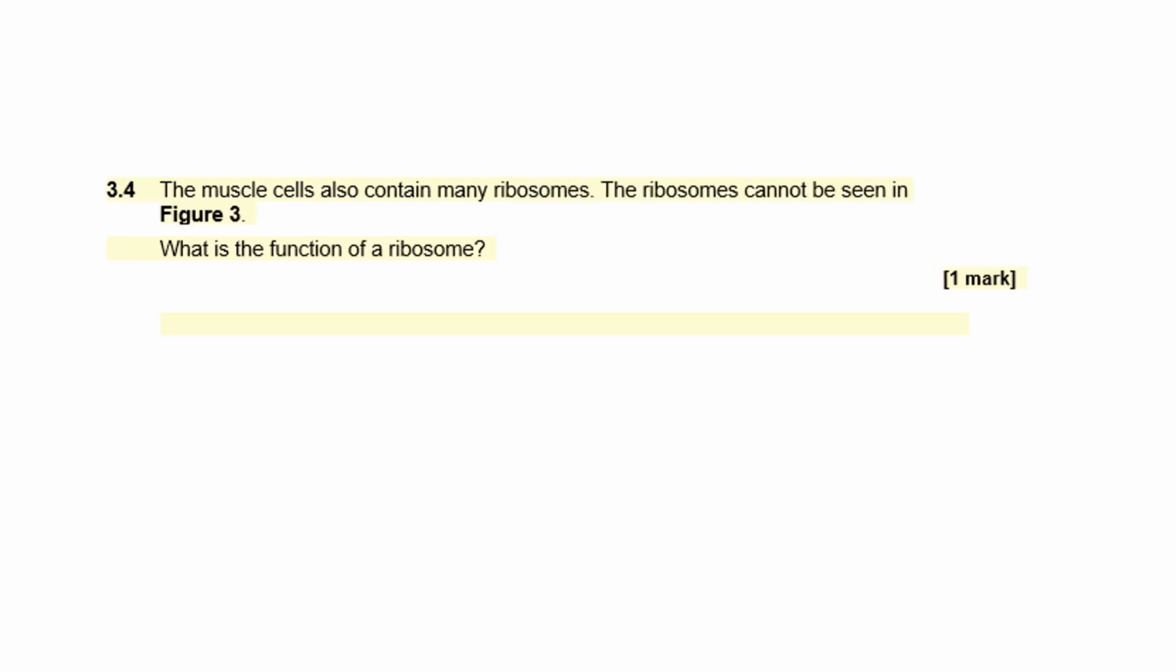Right, 3.4. The muscle cells also contain many ribosomes. The ribosomes cannot be seen in figure 3. What is the function of a ribosome? Again, this is worth 1 mark, and we need a simple answer. If you've put to make protein or synthesize proteins, then that will be your mark. That is what a ribosome does. If you said to make enzymes, you would still actually pick up the mark. That's the only option for this one. They synthesize proteins or make proteins. So that's where your mark is.